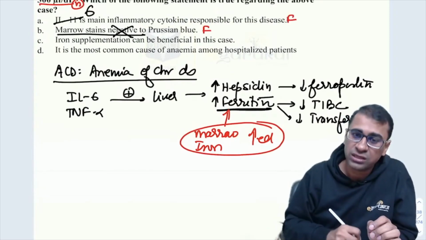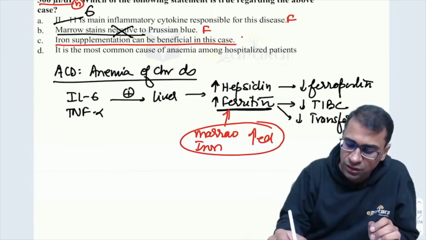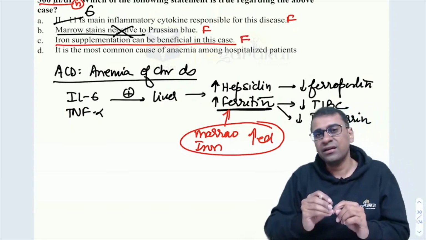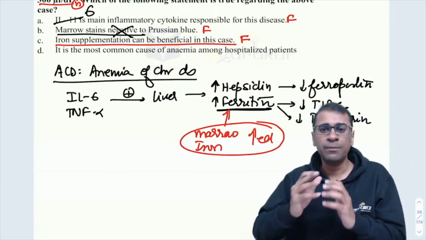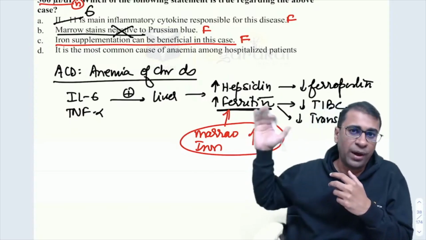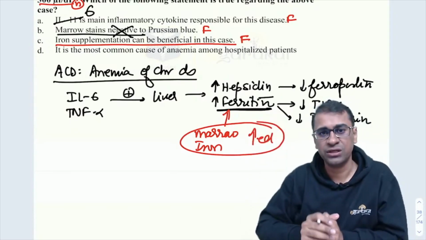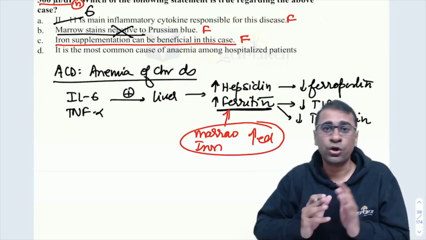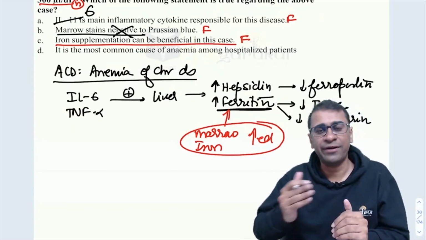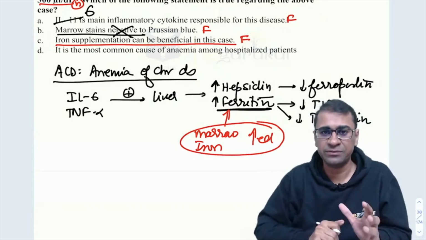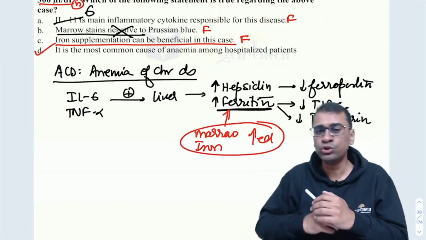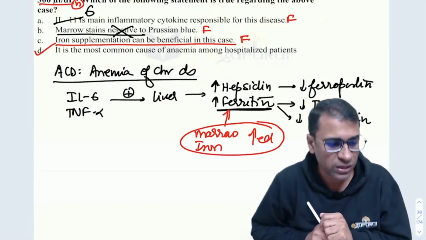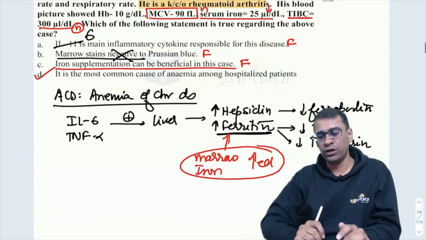Iron supplementation will be beneficial? No. In fact, iron should be restricted in these patients because they already have high ferritin. So what is the treatment? They should be treated with steroids and antibiotics in case of chronic infections. It becomes a case of ACD, and yes, it's the most common cause of anemia in hospitalized patients.